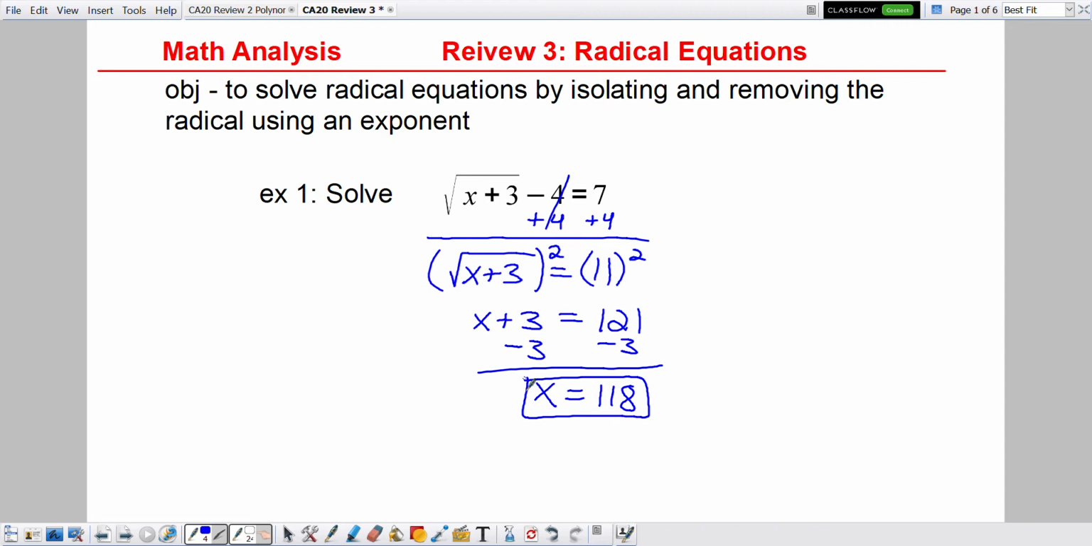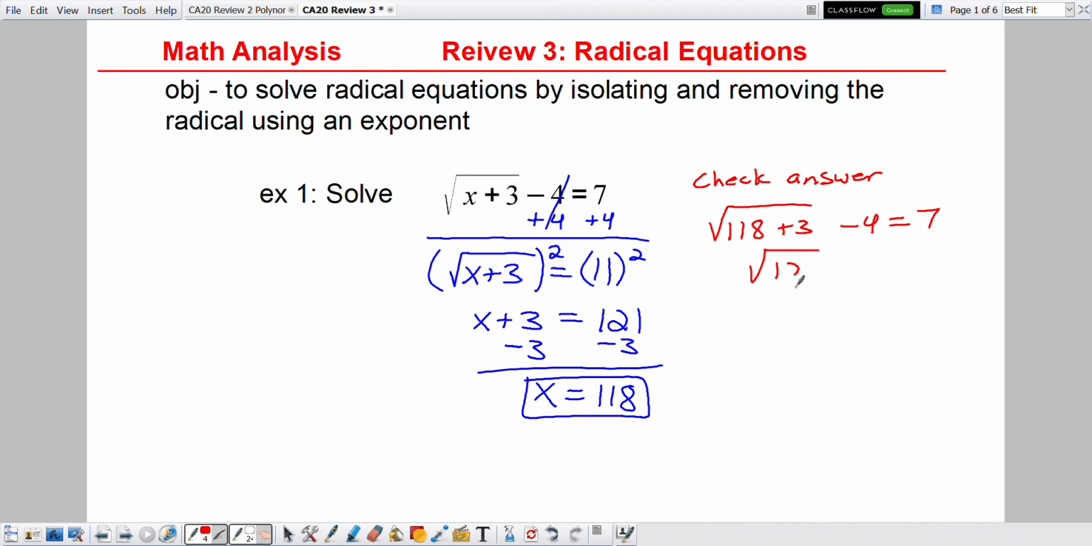So the steps are to isolate the square root, the radical, and then use an exponent to remove the radical and solve whatever's left. Now, if you plug this in and check the answer, we can make sure it works. I'm going to go ahead and do that right now. Basically, if x equals 118 and you add 3, and you take the square root, take away 4, you should get 7. Well, let's see if that works.